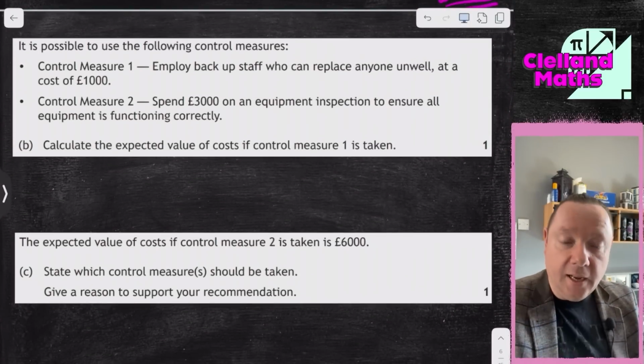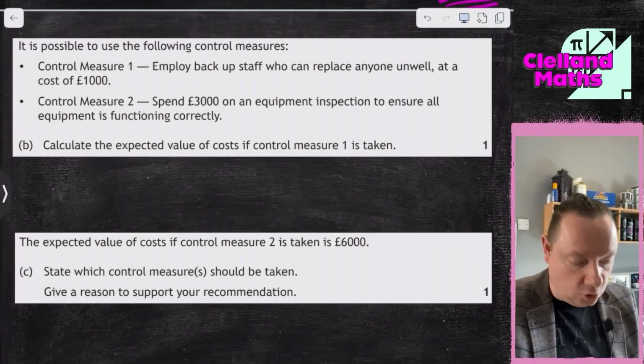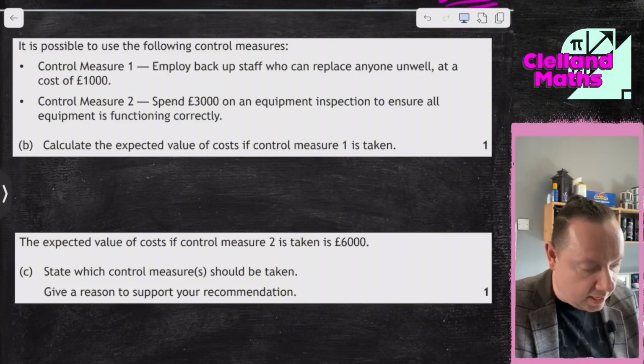Okay, moving on to part B. It is possible to use the following control measures. Control measure 1, employ backup staff to replace someone who's ill, and that costs £1,000. Control measure 2, spend £3,000 on an equipment inspection to ensure all equipment is functioning. Calculate the expected cost if control measure 1 is taken.